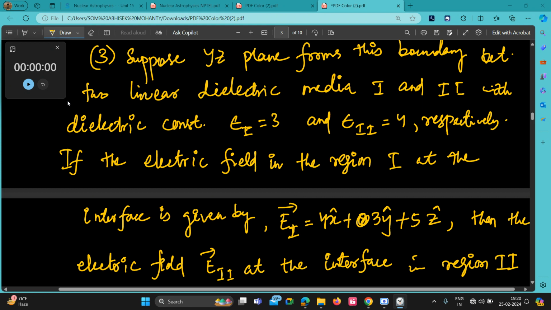Okay, could you solve it? Suppose YZ plane forms this boundary between two linear dielectric media, 1 and 2, with dielectric constant epsilon 1 is equal to 3, epsilon 2 is equal to 4 respectively. The electric field in the region 1 at the interface is given by E1 is equal to this. The electric field E2 at the interface in region 2 will be. That is the question. So how do you solve it?